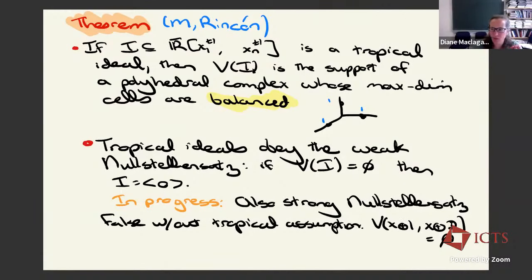But you also need the variety to be achieved at least twice here, so x has to be 2. But x can't be both 1 and 2, so that means the variety is actually empty. But if you look at the ideal generated by x plus 1 and x plus 2, because there is no subtraction, every polynomial in this ideal contains a term involving x. So it is not the ideal generated by 0. Okay, so the Nullstellensatz is false for all ideals, but it's true for tropical ideals.